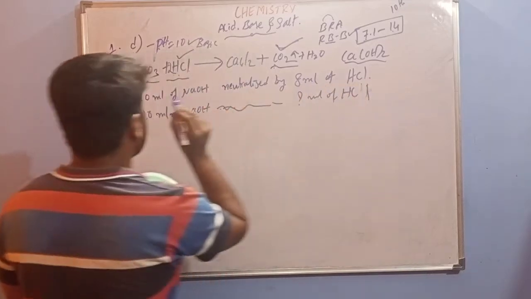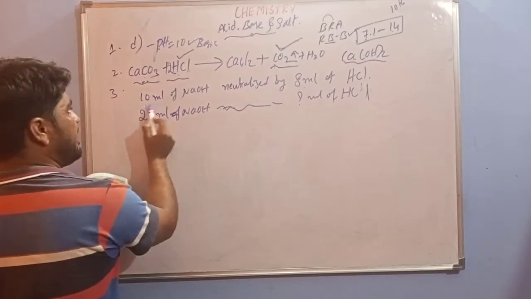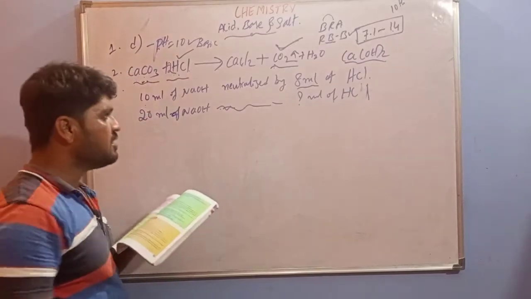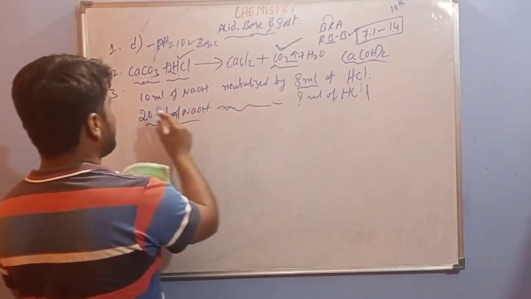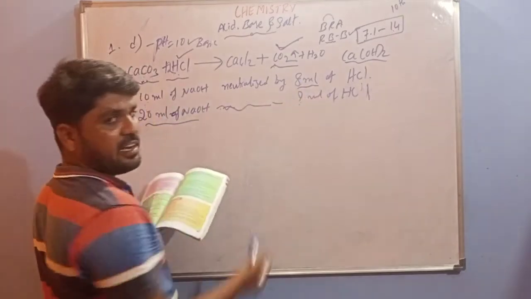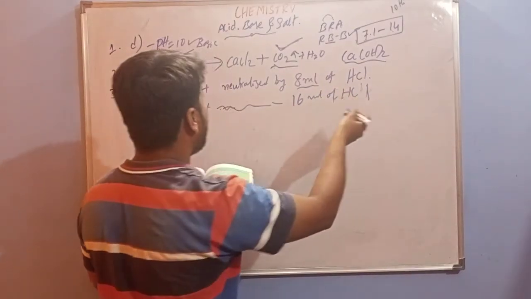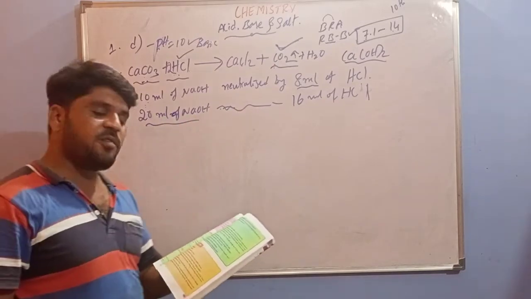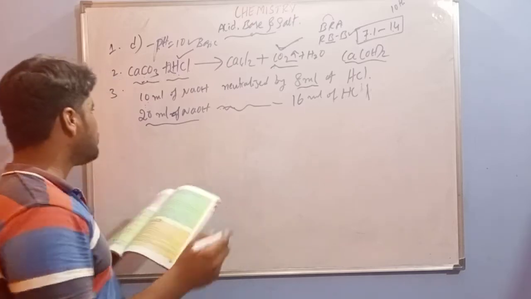Simply, carefully observe. Here 10 ml, here 8 ml. So for 10 ml NaOH, we need 8 ml of HCl to neutralize. For this 20 ml of NaOH, exactly double. So here 10, here 20, double. So 8 doubled is 16. 16 ml of HCl is needed to neutralize the 20 ml of NaOH. Okay. So the next question, the fourth one.